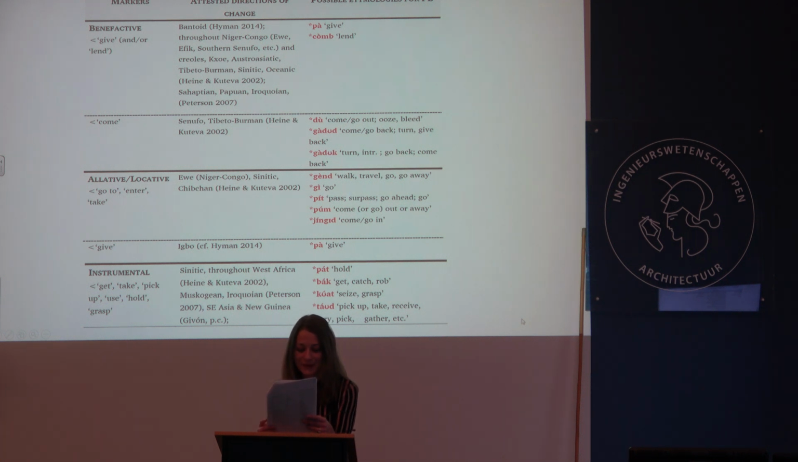If we go to allative, locative, we see that, unsurprisingly, verbs like go to, enter, take, but even give can evolve into a marker of allative or spatial goal. And in the third column, again, you have possible etymologies for Proto-Bantu that, I don't know what you think of it. Maybe you can tell me that they look really good. I'm totally wrong. Instrumental, the third line, also get verbs like get, take, pick up, use, hold, grasp, etc. widely attested. And then you have some possible etymologies.